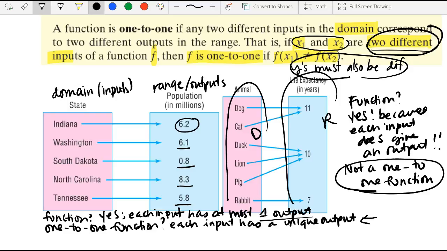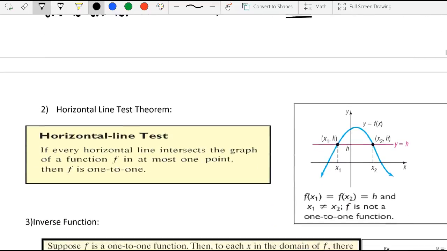Look, dog and cat are now having the same output, okay, which is 11, and that 11 is not unique. So what I'm trying to say is that 11 is repeating for both dog and cat. And then in this case, 10 is repeating 3 times, duck, lion, pig. So those two outputs are not unique, okay? They're not different. So therefore, this is not a one-to-one, okay? So that's the definition of a one-to-one function. The inputs have to be different and the output has to be different, okay?